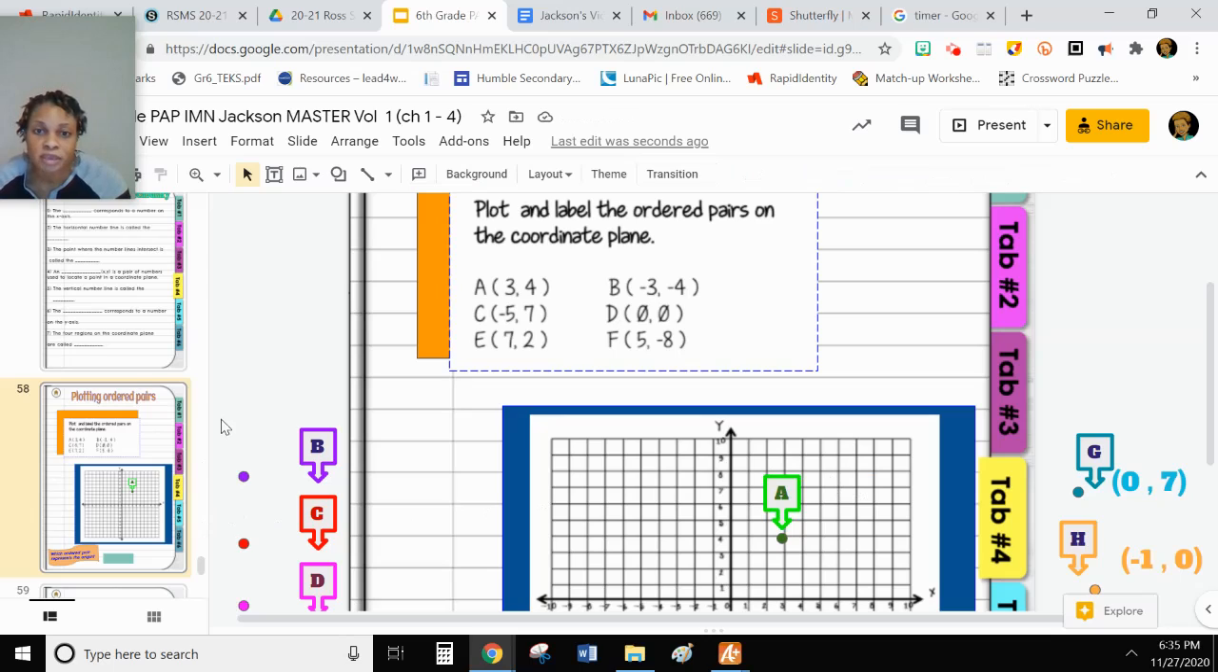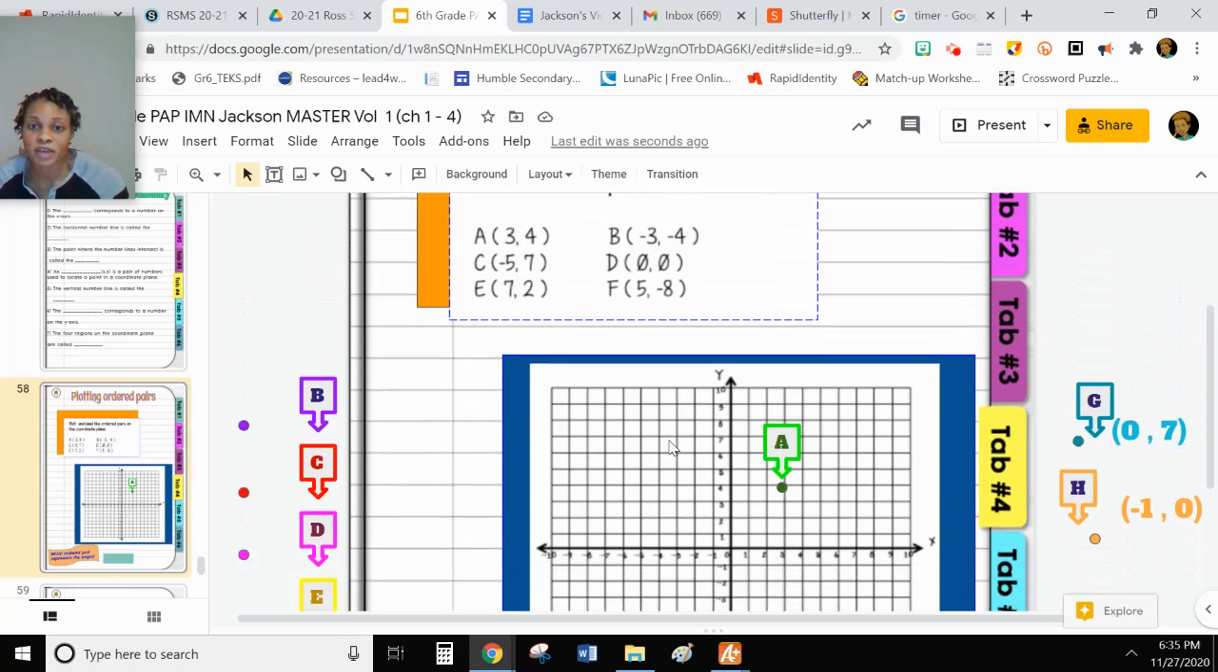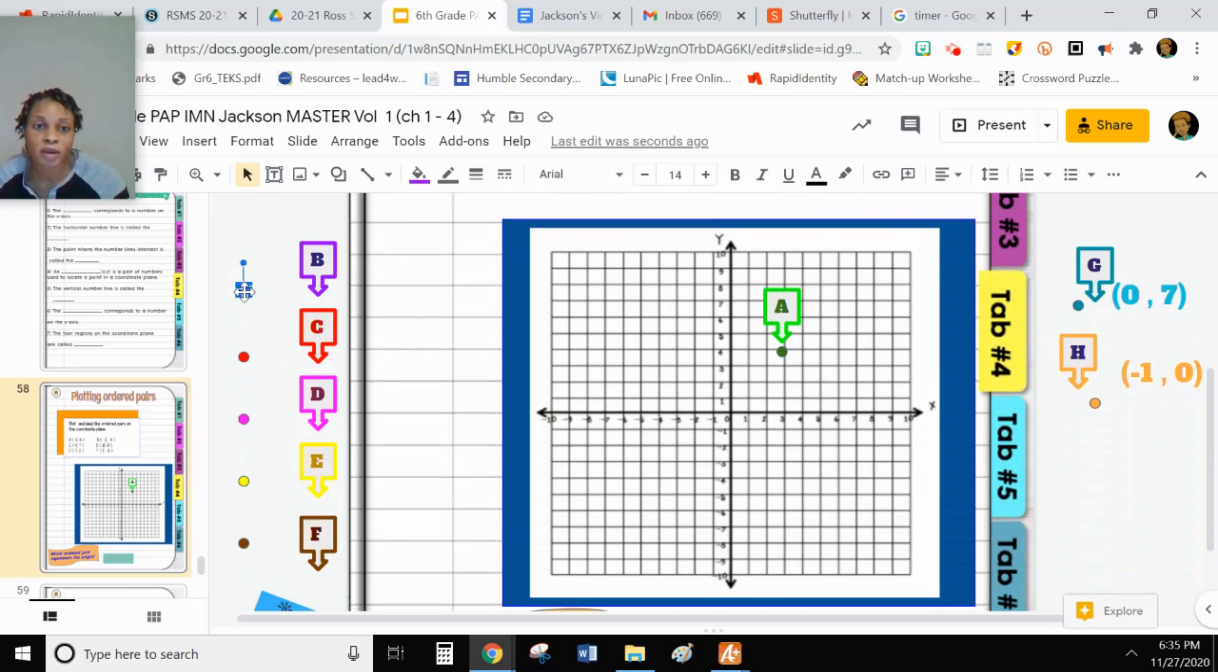Let's do B. B is purple. It says -3 and -4. So again, if you remember what we learned about quadrants 1, 2, 3, 4, they're going counterclockwise. I see a negative, so I know that's going to be in quadrant 3. Okay, so I had a -3 and a -4. Again, grab my purple.